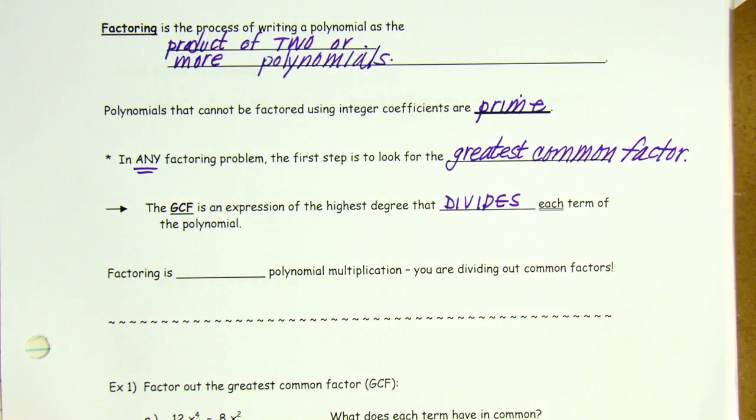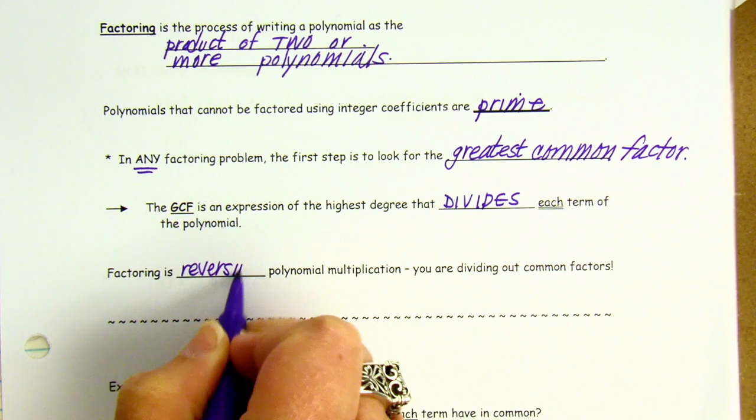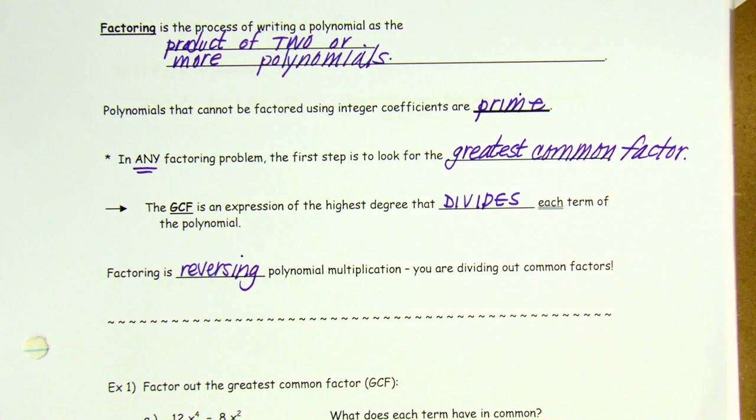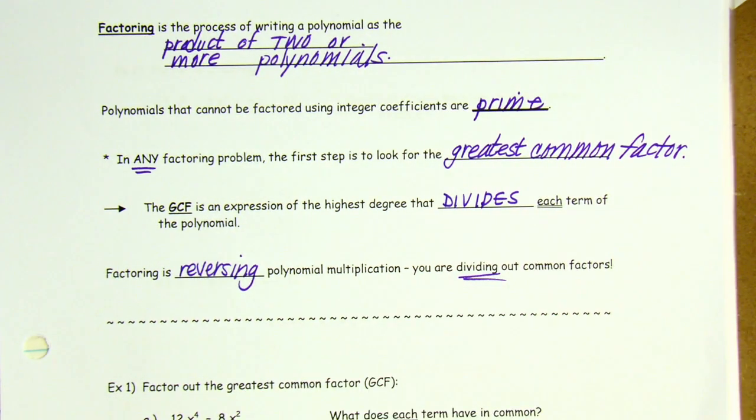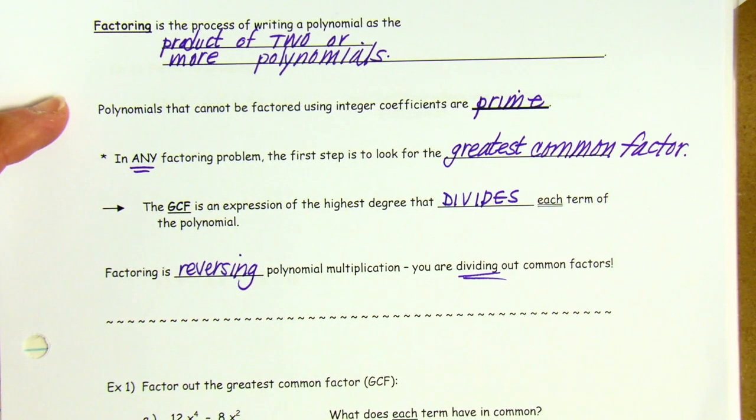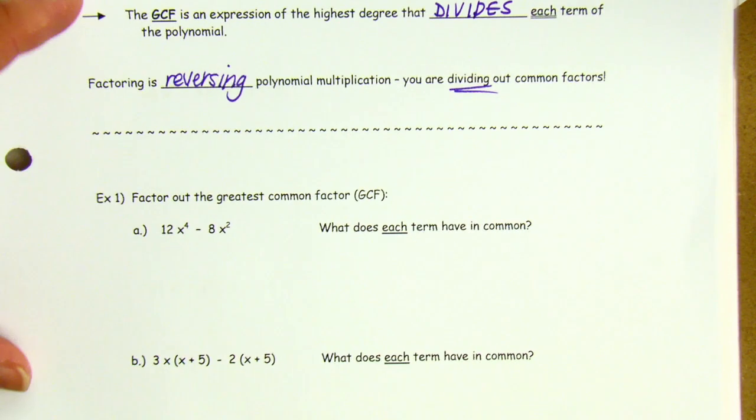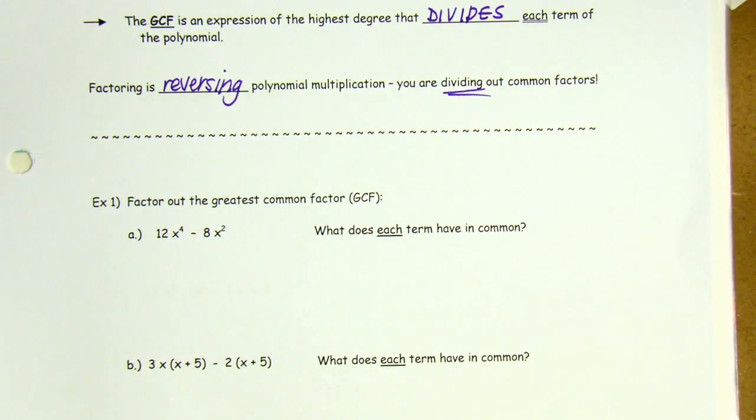Okay, and in fact, when we are factoring, we are reversing the distributive property. We are dividing. Okay, so factor means divide. Factoring is reversing polynomial multiplication. You are dividing out common factors. Okay, and we're going to do some factoring right now. We do go through Chapter P, Section 5 fairly quickly, so there's a lot of factoring. All right, factor out the greatest common factor, the GCF.